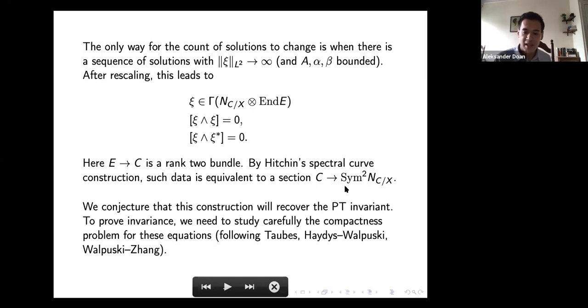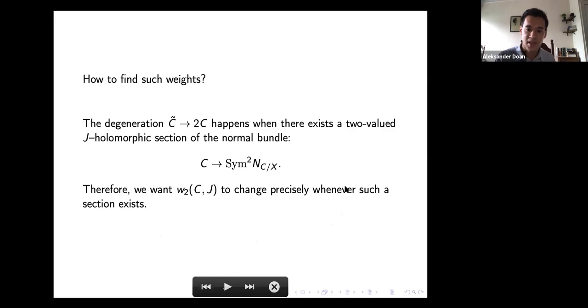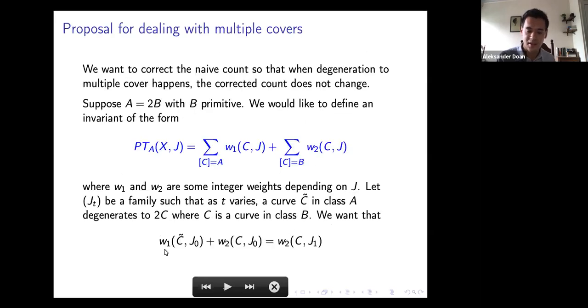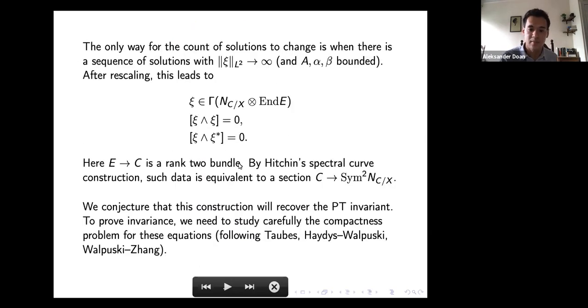And if this is the case, going back to the previous slide, then this weight would have exactly the behavior that we wanted to have. And that would mean that this number PT is an invariant because it does not depend on J. And moreover, we conjecture that this number, if it can be defined, is equal to the Pandharipande-Thomas invariant in algebraic geometry that I already briefly mentioned.